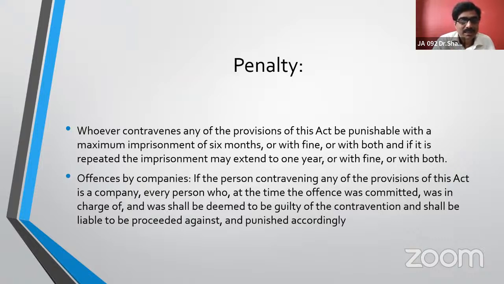So for offenses by companies, if the person contravening any of the provisions of this act is a company, or a person who at the time the offense was committed was in charge, shall be deemed to be guilty of the contravention, and shall be liable to be proceeded against and punished accordingly. So whoever is the responsible person at the time of telecasting, at the time of the printing of the particular claim, particular product, a particular advertisement, that will be who is in charge at the particular time. So he will be punished.